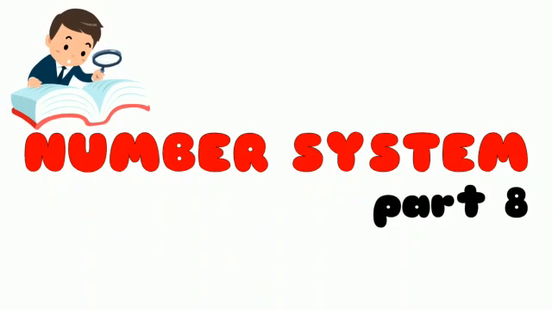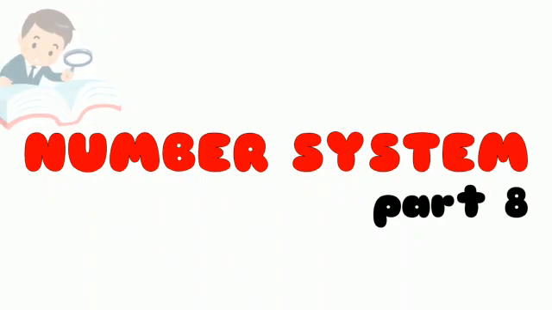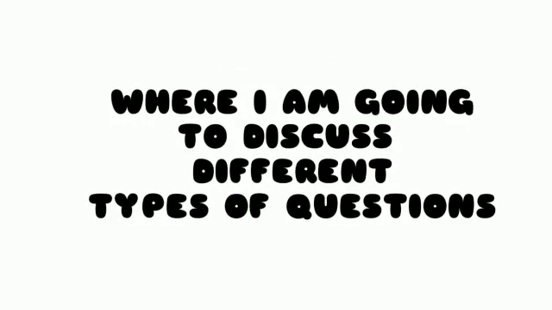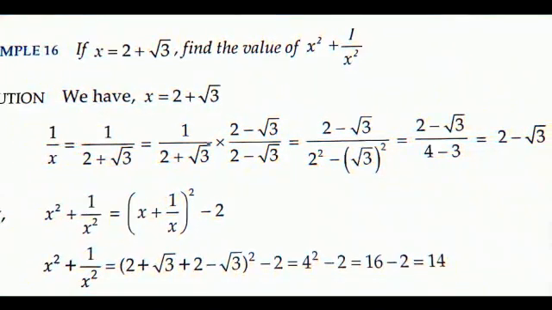This is the 8th video from the unit Number System, and in this video you will find two parts where I am going to discuss the different types of questions. And here in the first, it is: if x is equal to 2 plus root 3, find the value of x square plus 1 by x square.